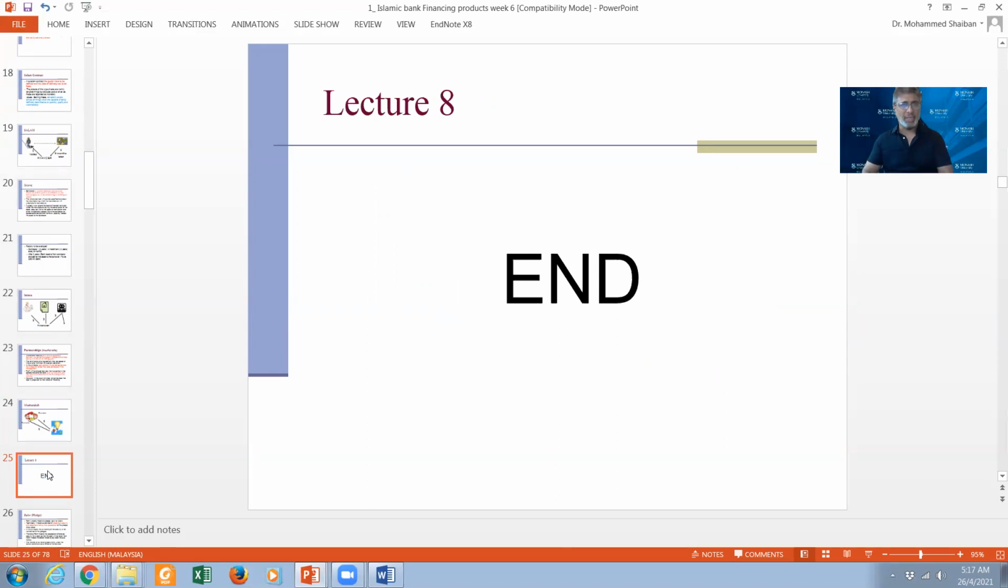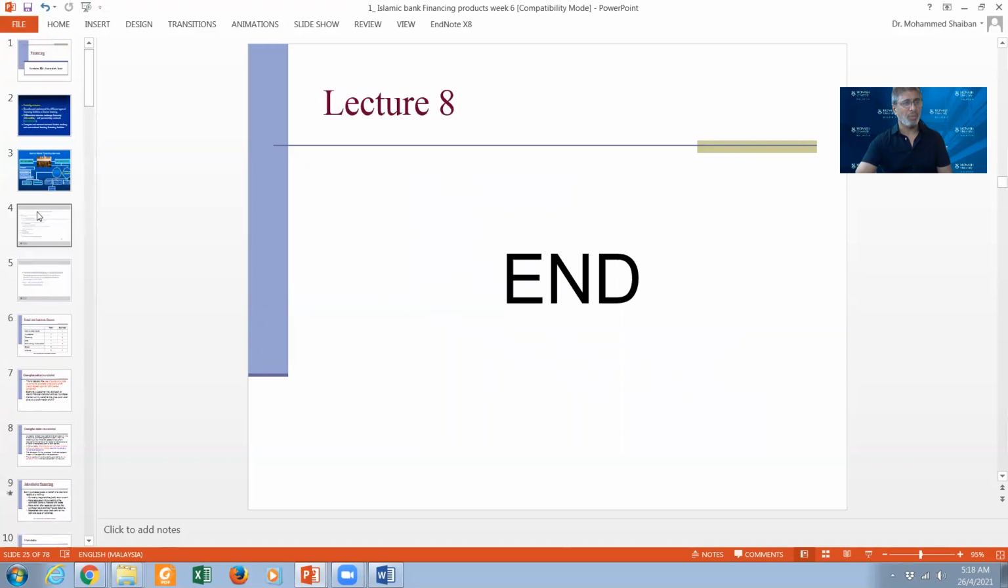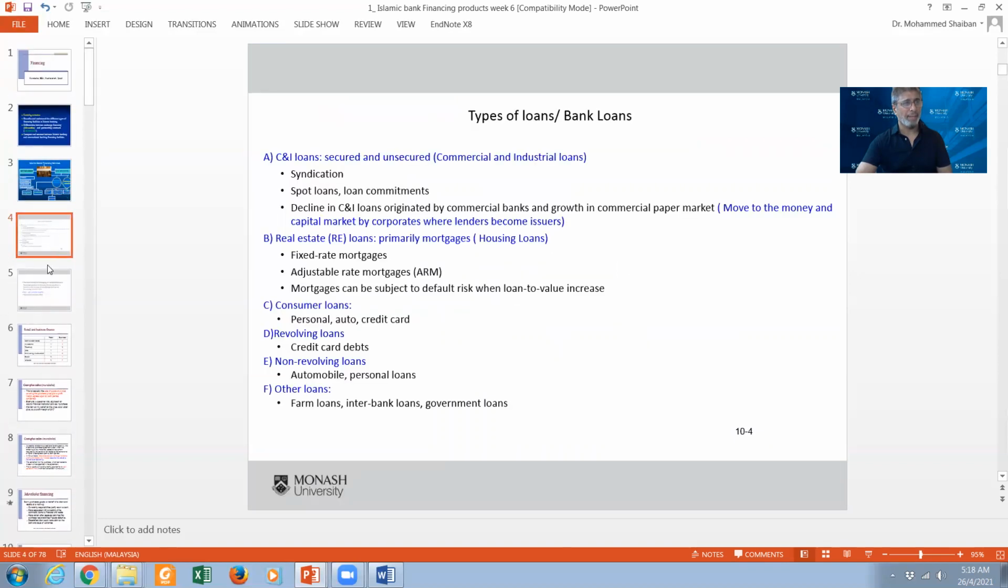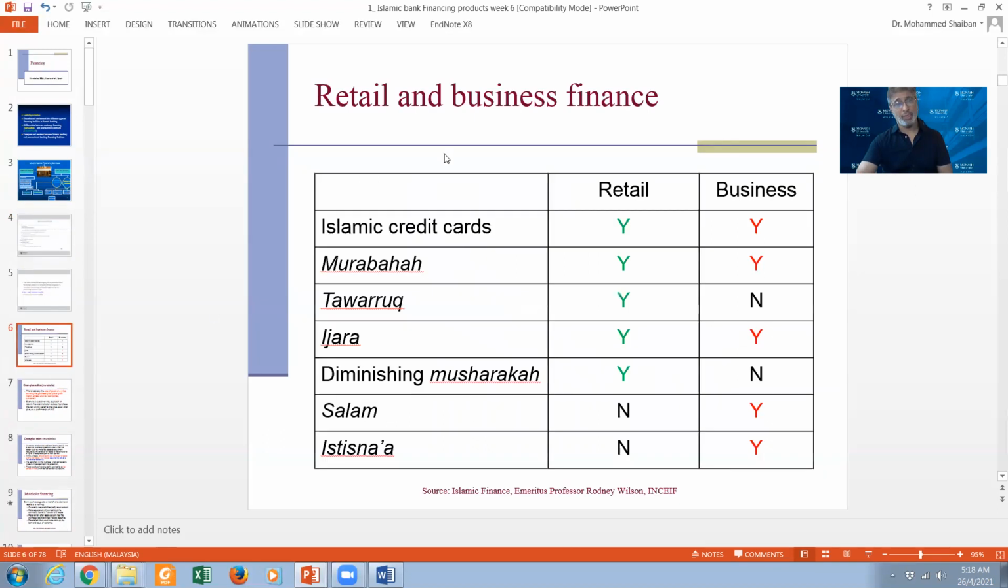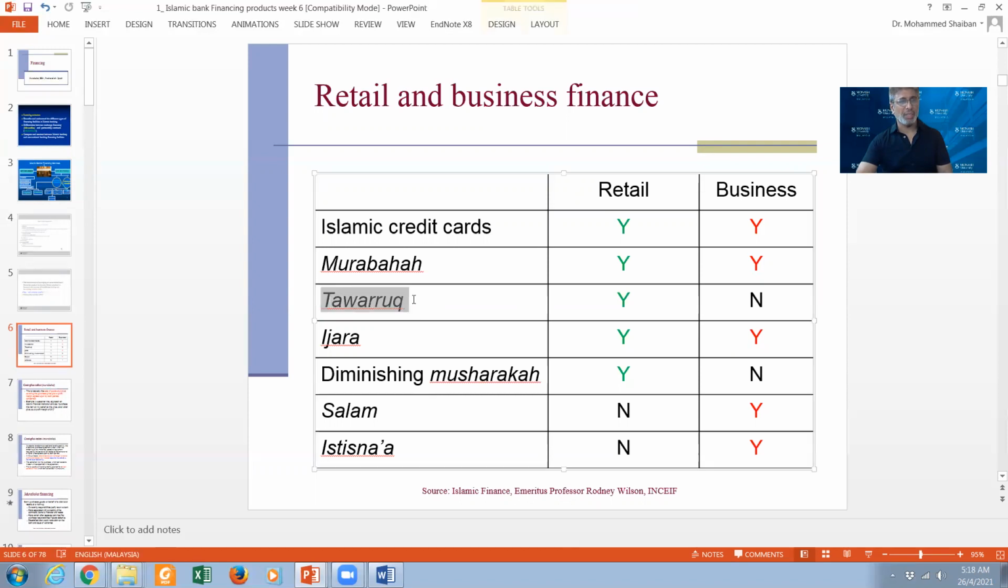We talked about the deposit side and we talked about the financing side. One thing I want you to look at is this slide. This is just a summary. Islamic credit cards, we can use for retail. Retail means personal, and we can do it for business. Islamic finance does that. The Murabaha contract can be used for retail and for businesses. Tawarruk, which we didn't talk about, is used in Malaysia actually.